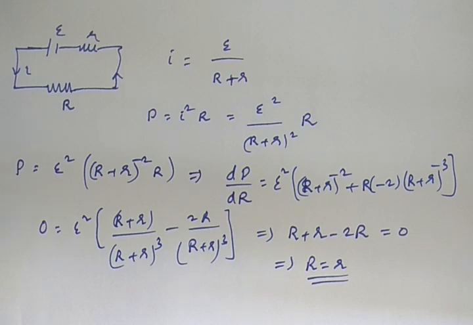So when the resistance of the external resistor equals the internal resistance of the battery, then you will see maximum power dissipation in the external resistor.